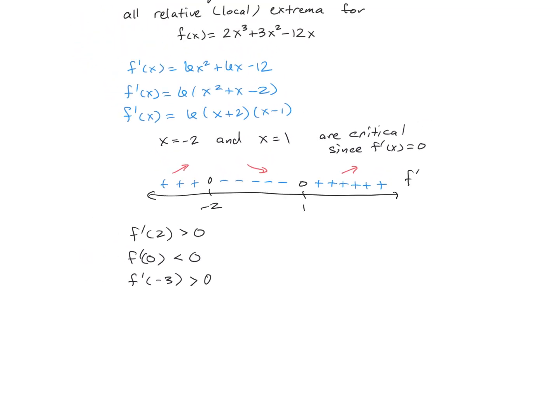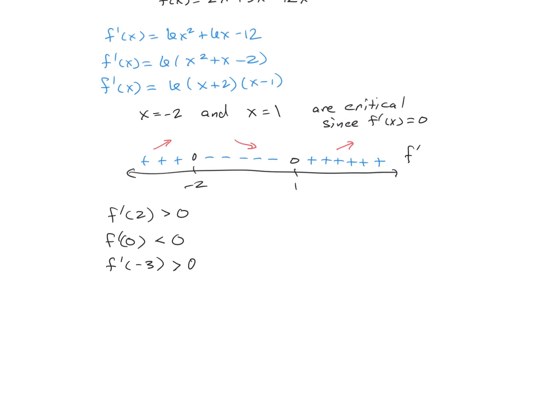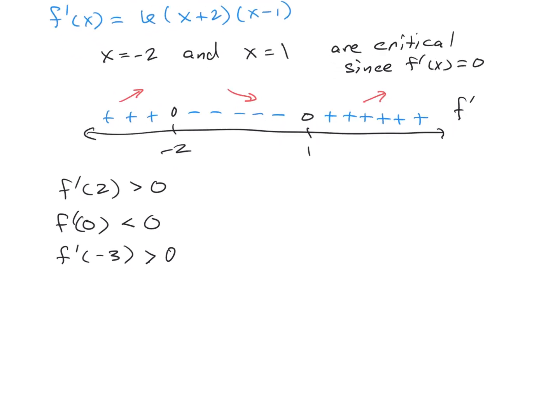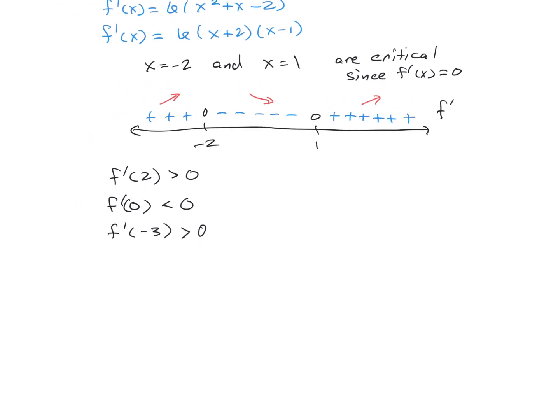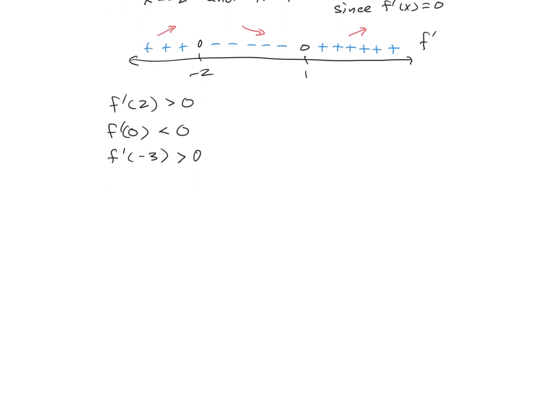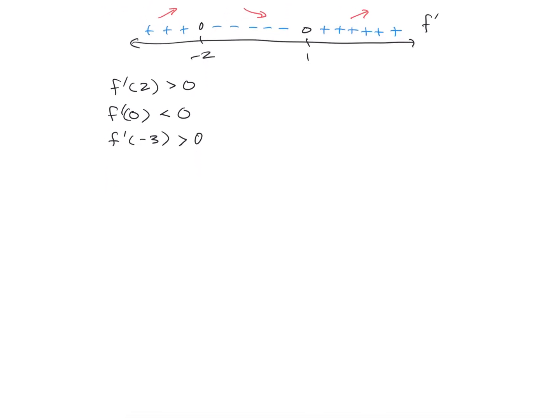But the goal of this problem was to actually find the extrema. It was not to find the increasing and decreasing intervals. So because our first derivative changes from positive to negative at -2, that's going to be a relative max. And then later on, we'll notice that we have a min at 1. So we're going to write this up accurately and thoroughly.